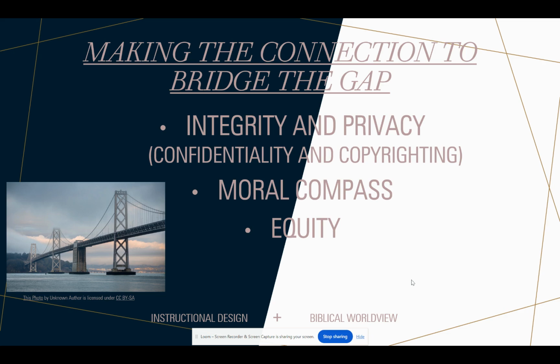It's important for us to make the connections between instructional design and ethics in a biblical worldview because we want to make sure that we keep a biblical worldview at the forefront of all the decisions that we make as designers. We want to use integrity and we want to protect privacy. We want to always follow our moral compass, and we always want to ensure equitable experience for all learners.